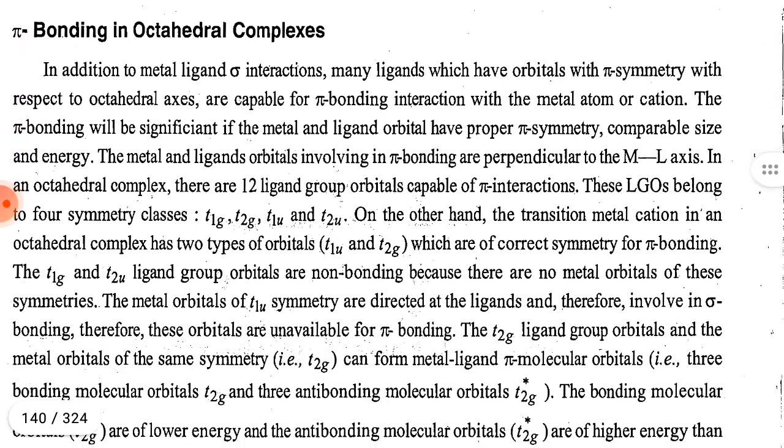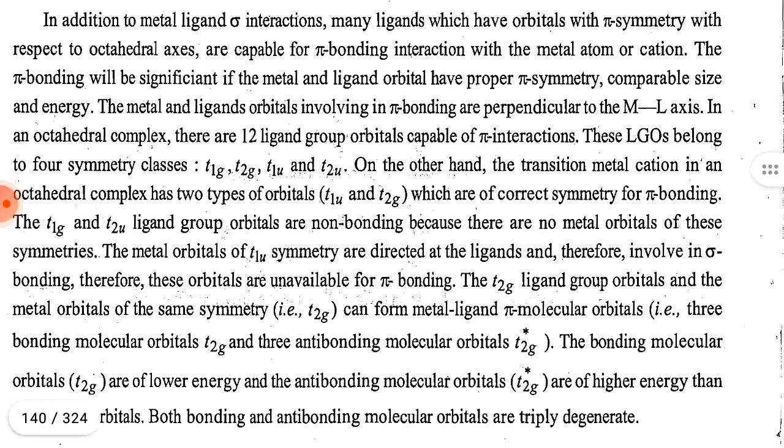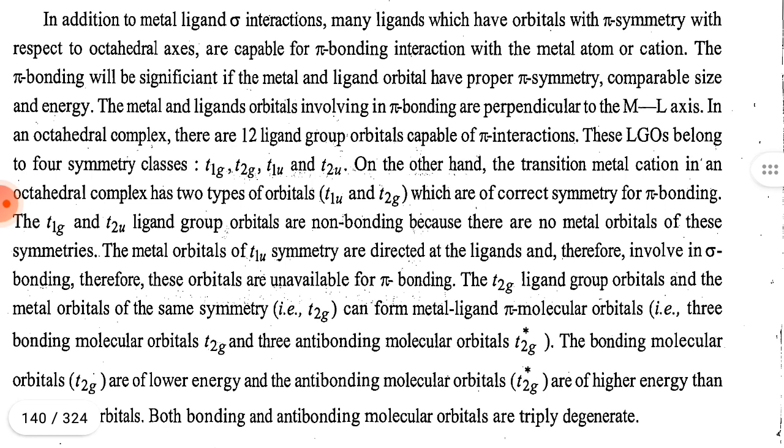Pi bonding in octahedral complexes. In addition to metal ligand sigma interaction, many ligands which have orbitals with pi symmetry with respect to the octahedral axis are capable of pi bonding interaction with the metal atoms or cations. The pi bonding will be significant if the metal and the ligand orbitals have proper pi symmetry and comparable size and energy. The metal and ligand orbitals involved in pi bonding are perpendicular to the M-L axis.